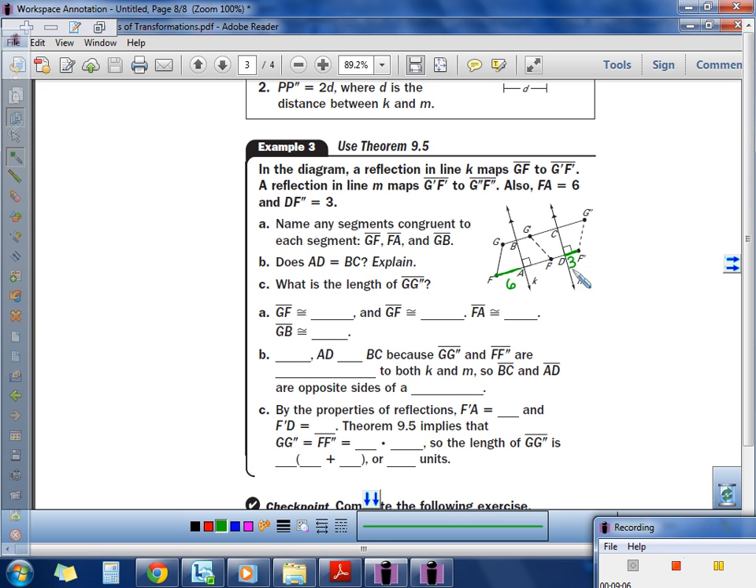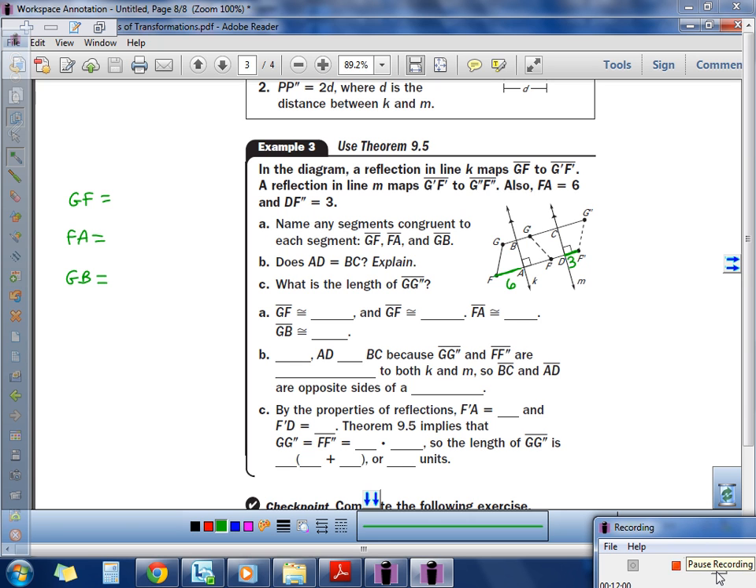Now it wants us to figure out some other pieces. It wants any congruent segments to each of these. So we're going to figure out which other segments are equal to GF, which other ones are the same as FA and GB. So I'll give you a second to write those down to see what you think.